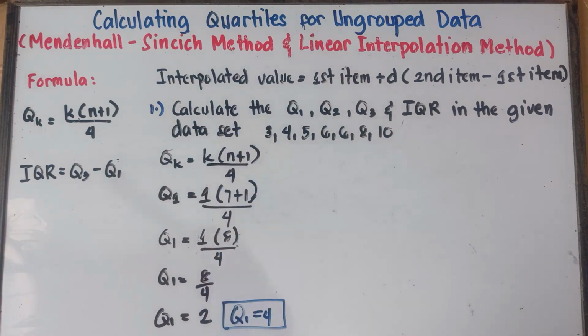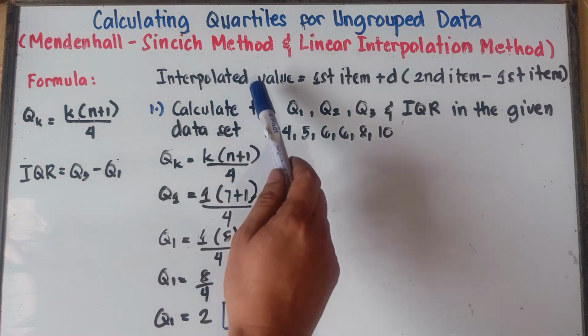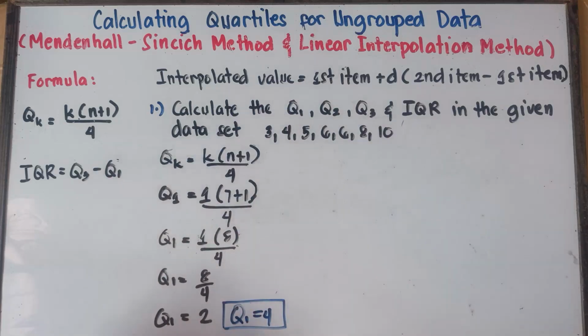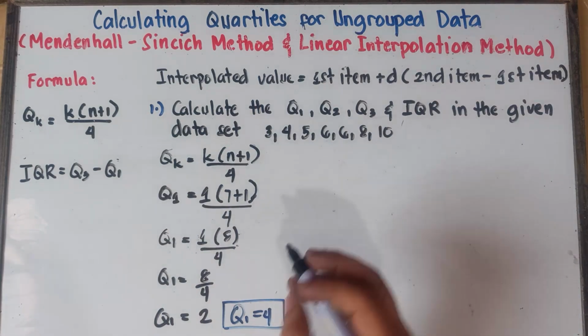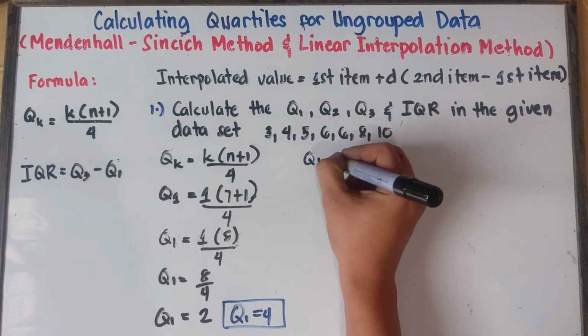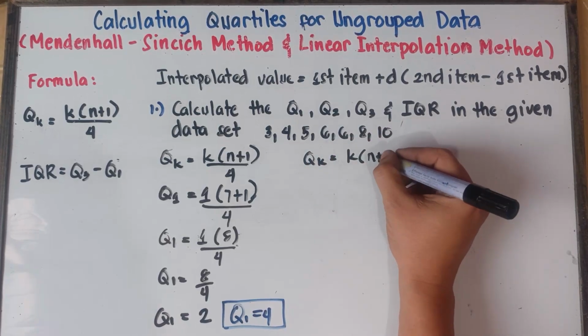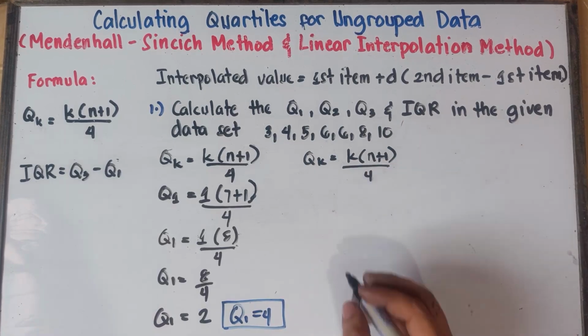Once again, class, if the answer is a whole number, no need to apply this formula. Number 2, class, another example later on. We will be applying this formula. So let's find quartile 2. Q sub K equals K, let's do it step by step, divided by 4.